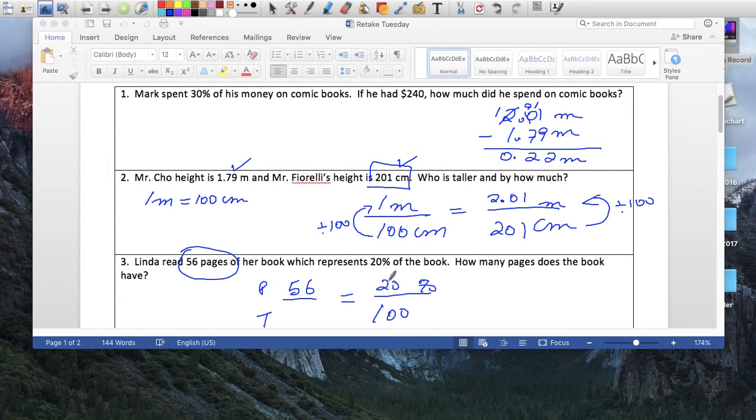Relationship: nothing side to side, but there is one up and down. How does 20 become 100? Times 5. So I can do the same here. 56 to go to the bottom number is going to be times 5. 56 times 5: 5 times 6 is 30, carry the 3, 5 times 5 is 25, plus 3 is 28. So there's our answer. This book has 280 pages.